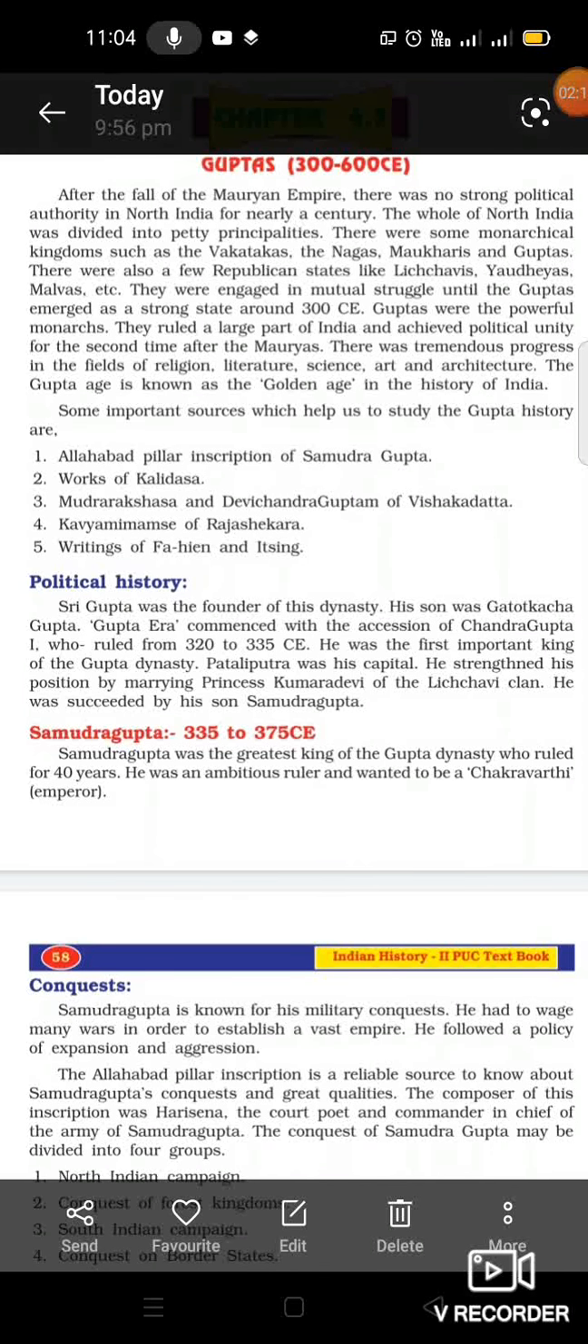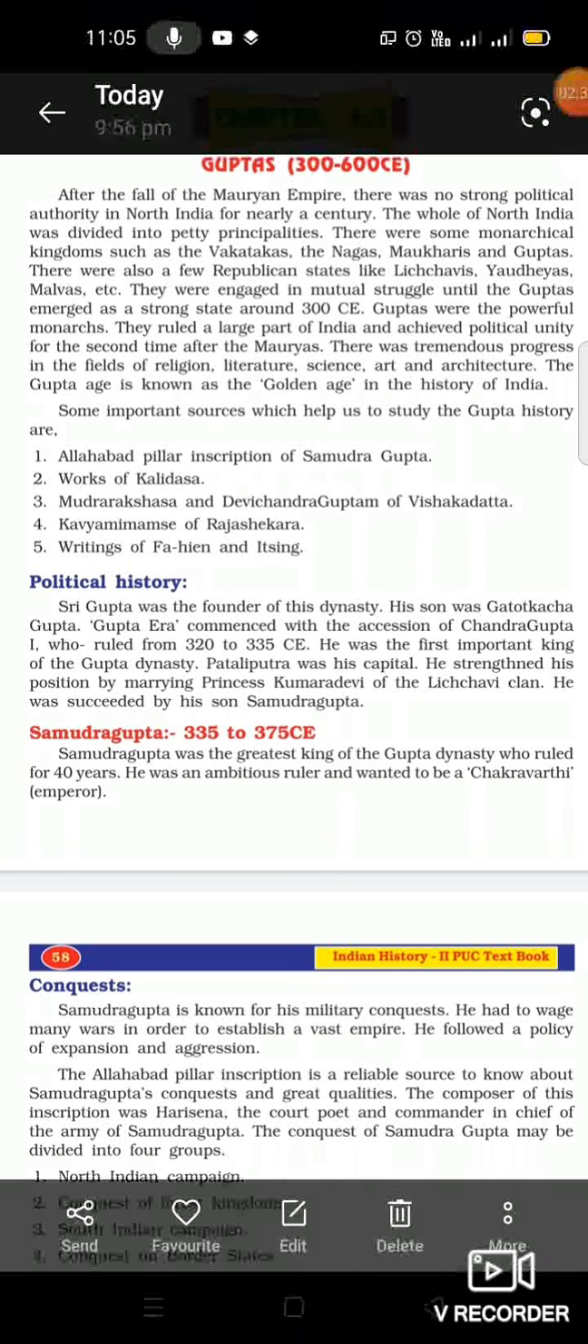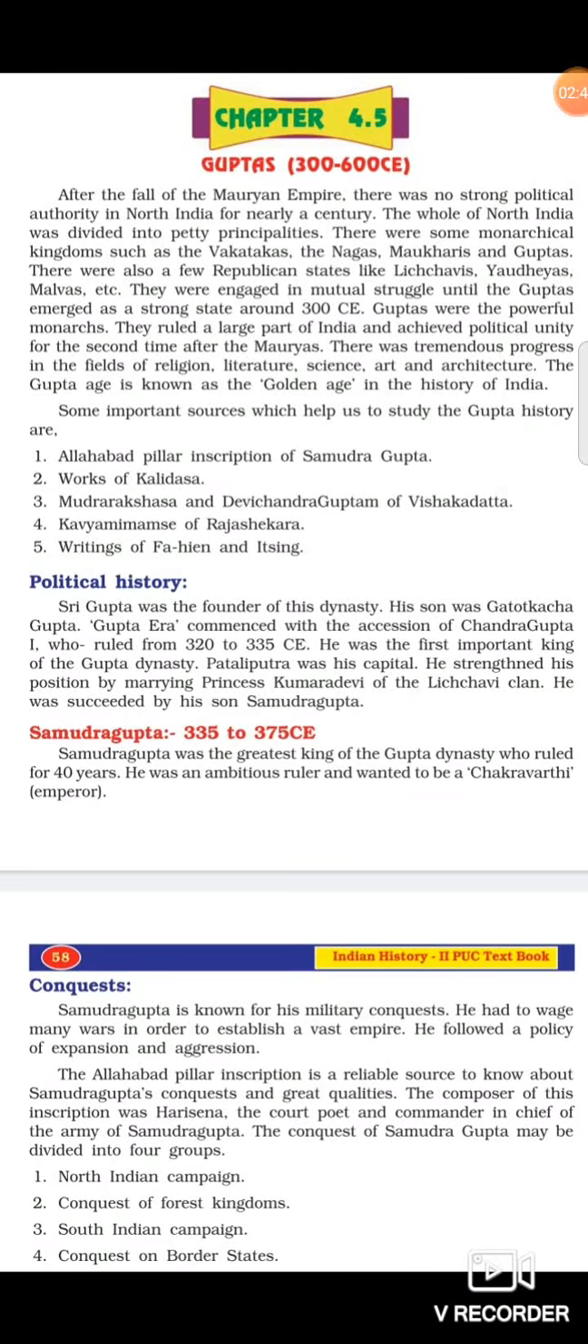Next, political history. Sri Gupta was the founder of this dynasty. His son was Ghatotkacha Gupta. The Gupta era commenced with the accession of Chandragupta I, who ruled from 320 to 335 CE. He was the first important king of the Gupta dynasty. Pataliputra was the capital of the Gupta dynasty.